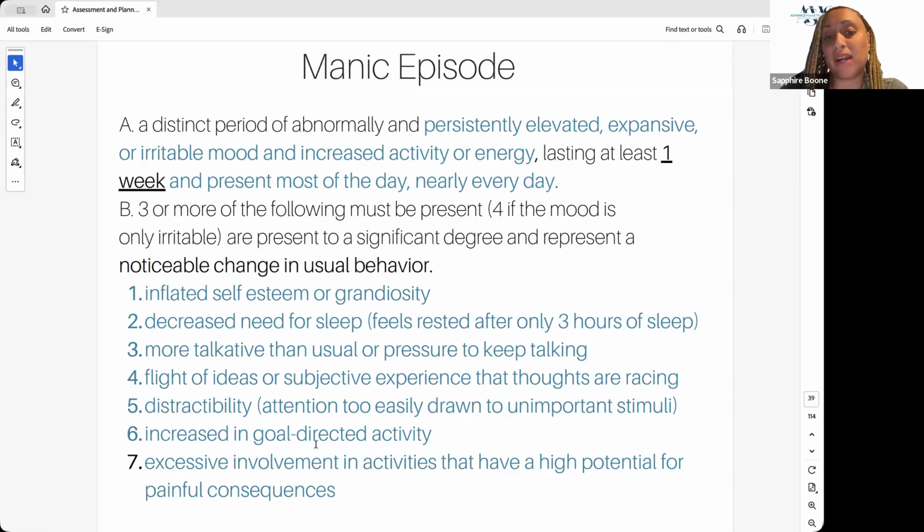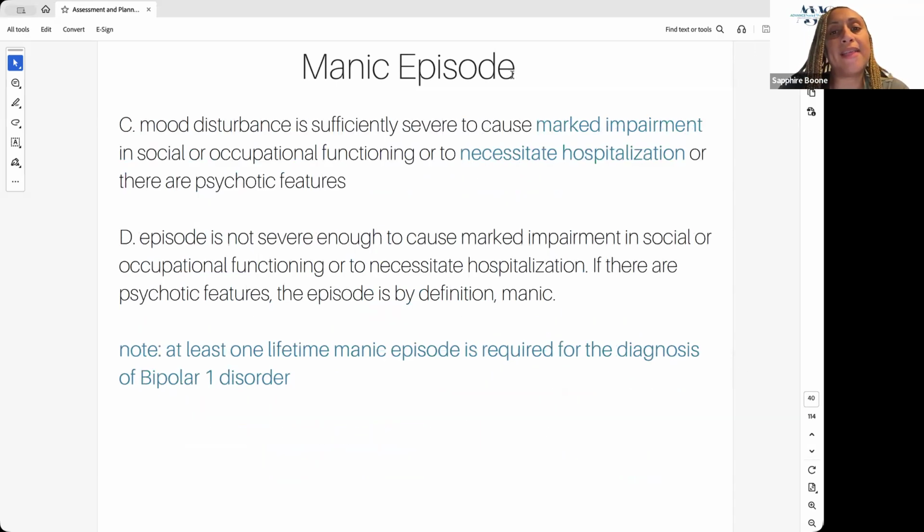Distractibility, increased goal-directed activity, excessive involvement in activities that have high potential for painful consequences. You'll typically see that with manic for sure. But the difference is going to be here where we look at the severity, right? If the mood disturbance is sufficiently severe to cause marked impairment or to necessitate hospitalization, or there are psychotic features, all three of those things are pointing to manic.